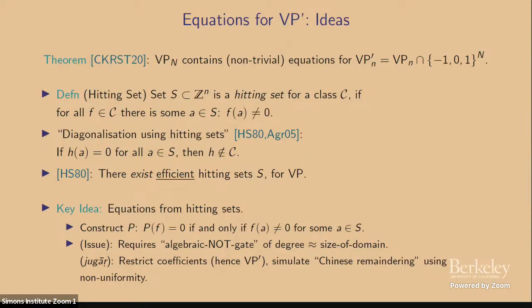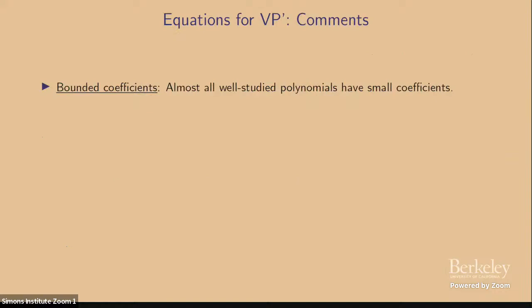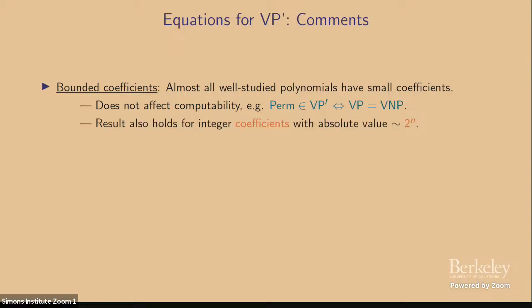Some more comments on this. Firstly, as I said earlier, bounded coefficients are not a big restriction. Morally, it's not a big restriction because most well-studied polynomials have small coefficients, and it does not affect computability. If permanent is in VP prime, then VP is equal to VNP and vice versa. Also, I said plus or minus 1, but you can extend it to 2 to the order n.